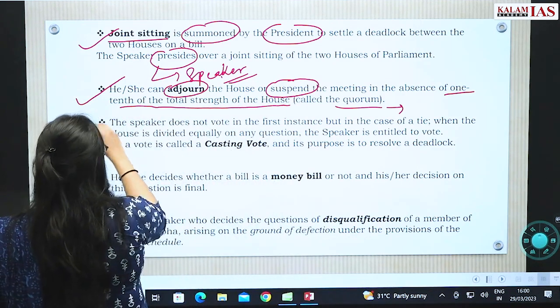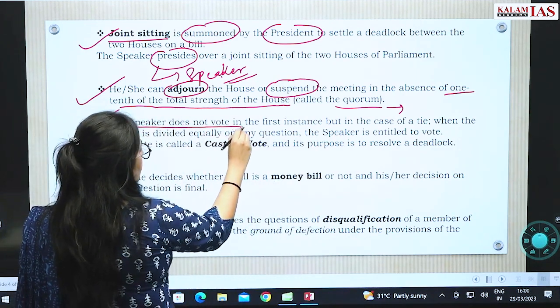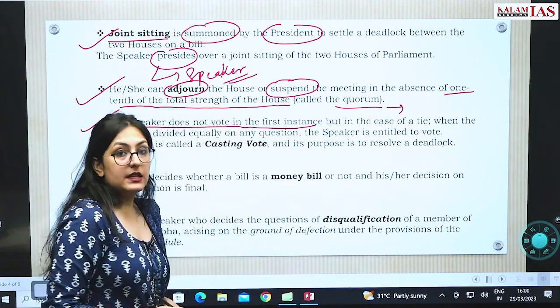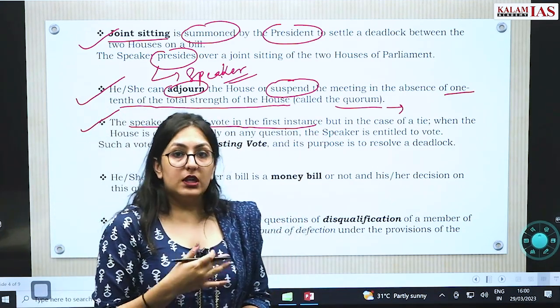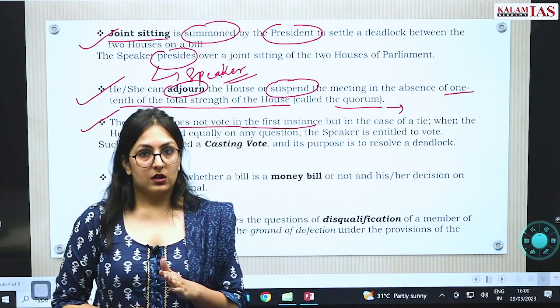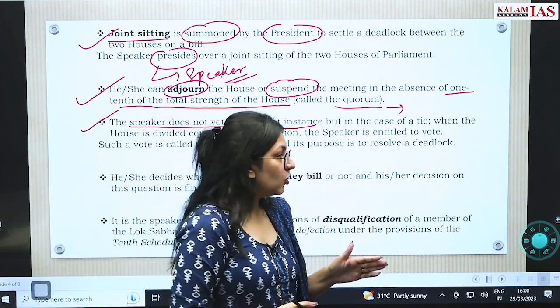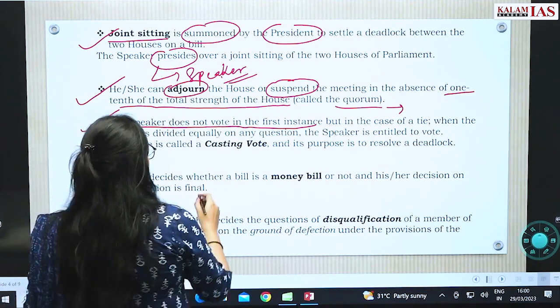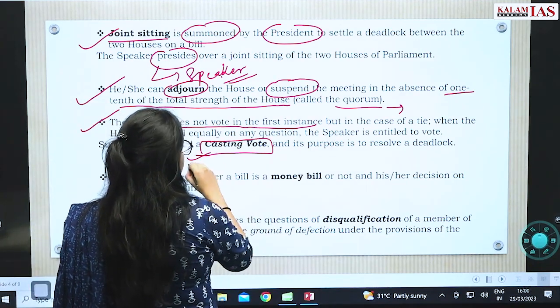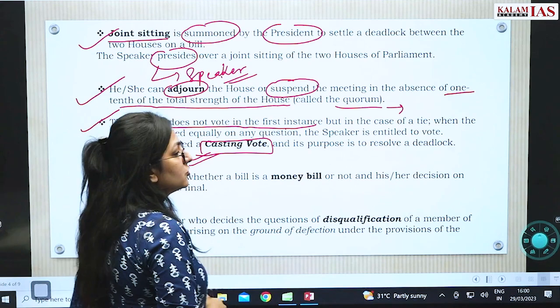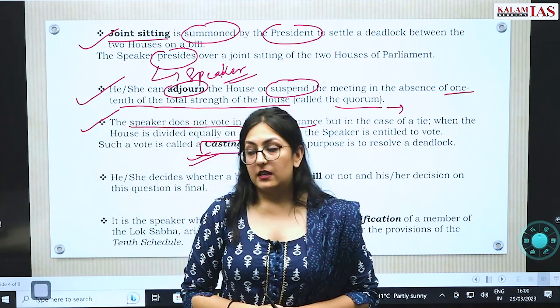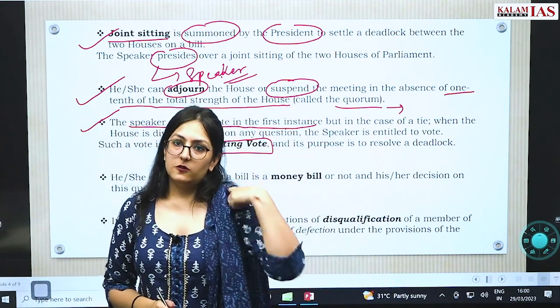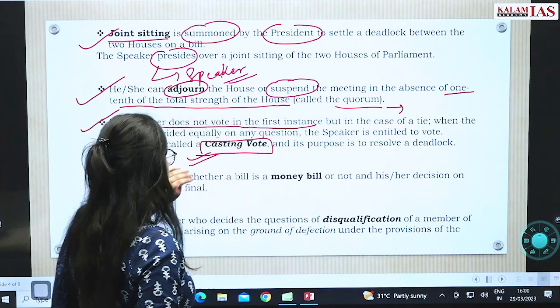Now, whenever the voting is going on, the speaker does not vote in the first instance. But in case of a tie, in case of equality of votes, the speaker has to vote. The speaker casts his vote during the equality of votes to resolve the deadlock, and that vote is called the casting vote. So to resolve the deadlock, whenever there is a tie, the speaker votes, and that is called the casting vote.